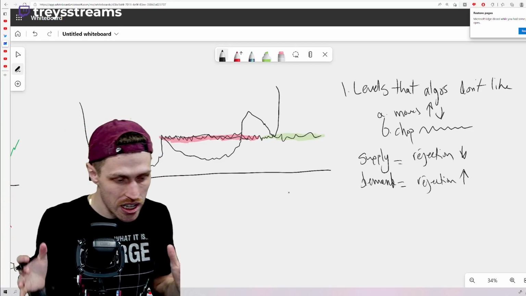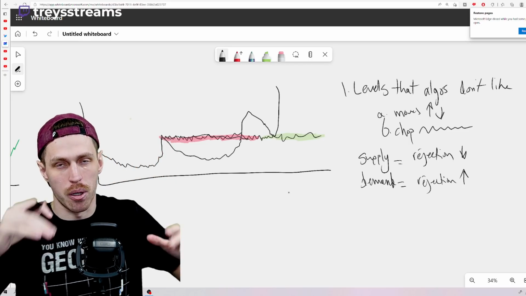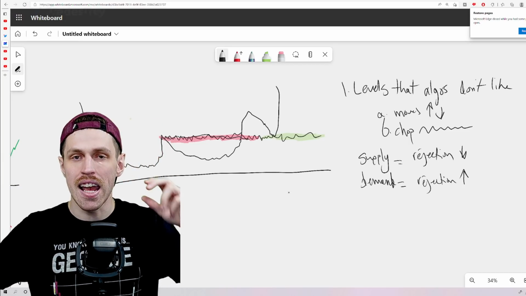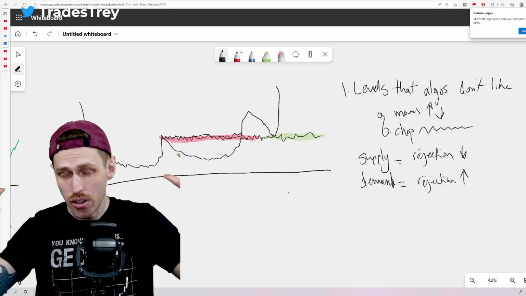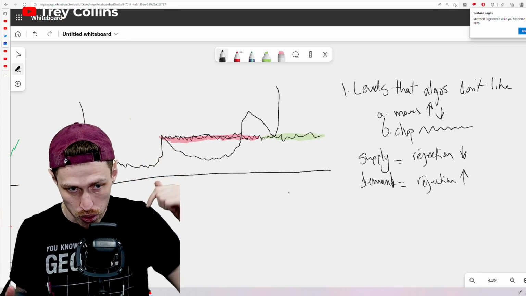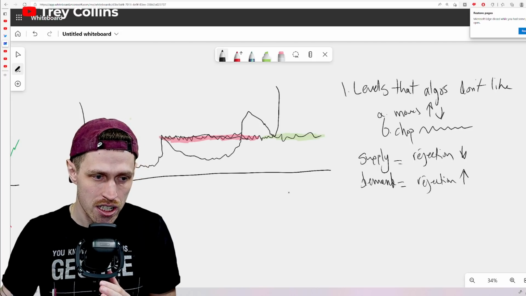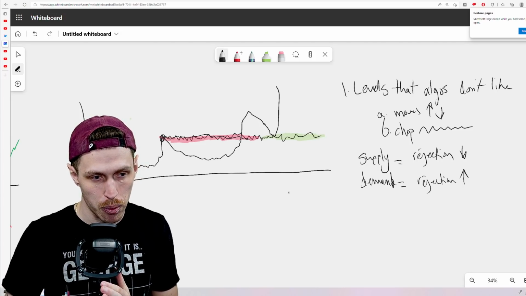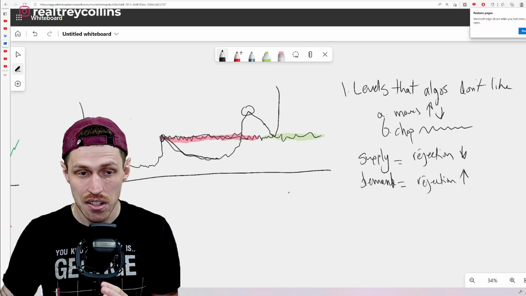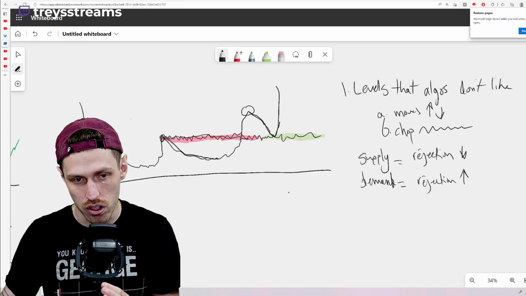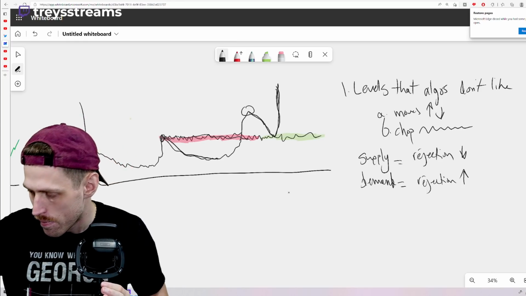So if you want to understand supply and demand zones in the best way possible, I'm going to show you examples on a chart. Think of it as levels that algos don't like. You will have a rejection on either side of it, either to the up or to the downside. If you're underneath the box, it's acting as a supply zone, which means you can expect a rejection and a move down. If you're above it, it's acting as a demand zone, in which you can expect a bounce and a move up, right?